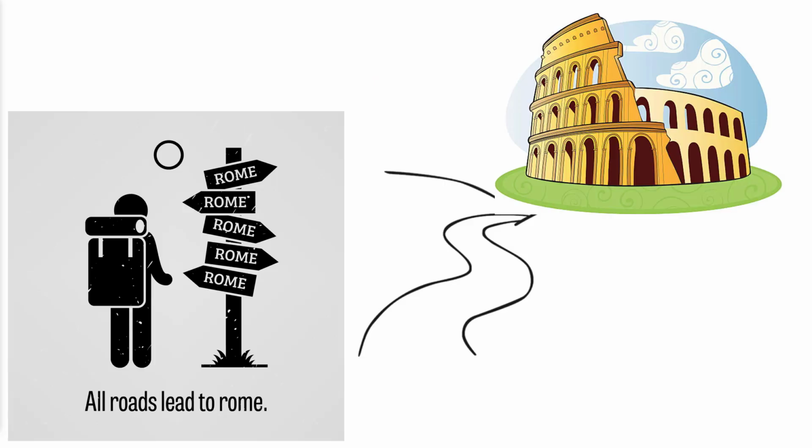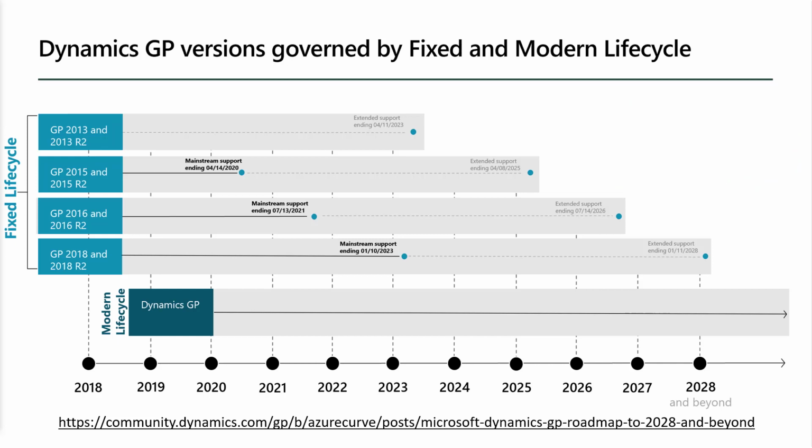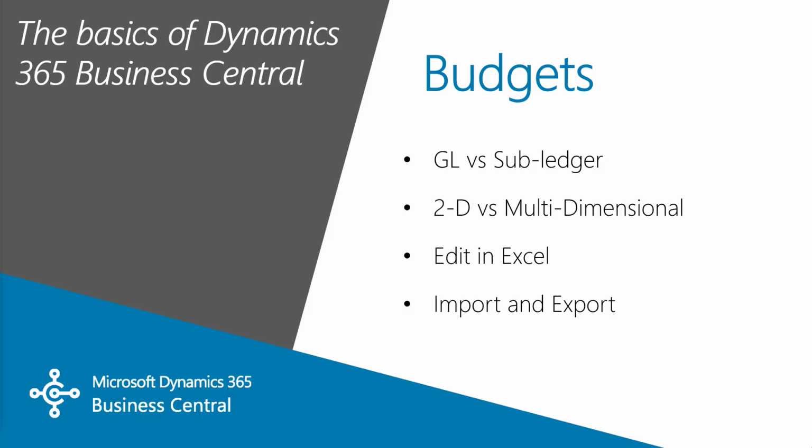Let's get started. As the old saying goes, all roads lead to Rome, and it was true. Rome was the center of the world, and your path to success would lead you to Rome. Today, the path that everyone wants to follow is to the cloud, and that road leads to Business Central and the Microsoft cloud. Side note, Dynamics GP is not going away, full stop. Check the link for more details.